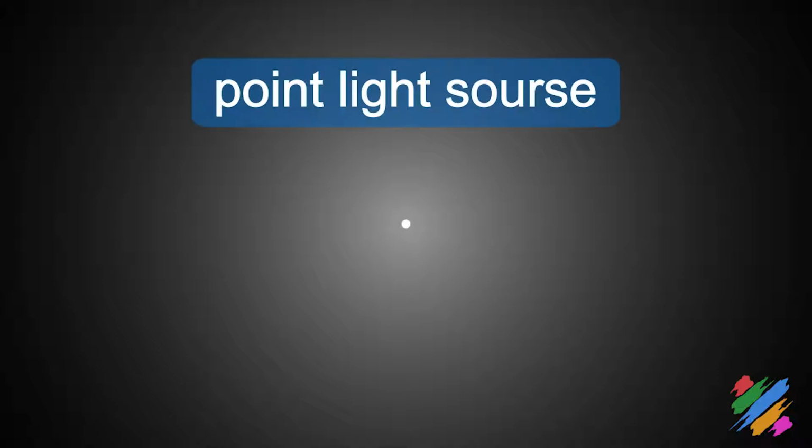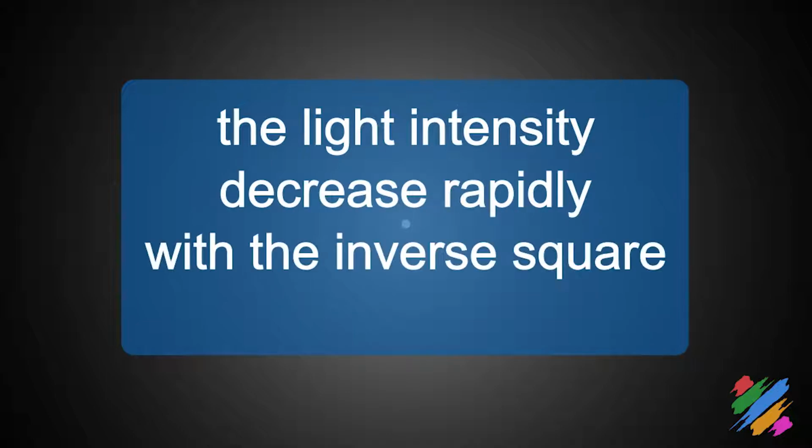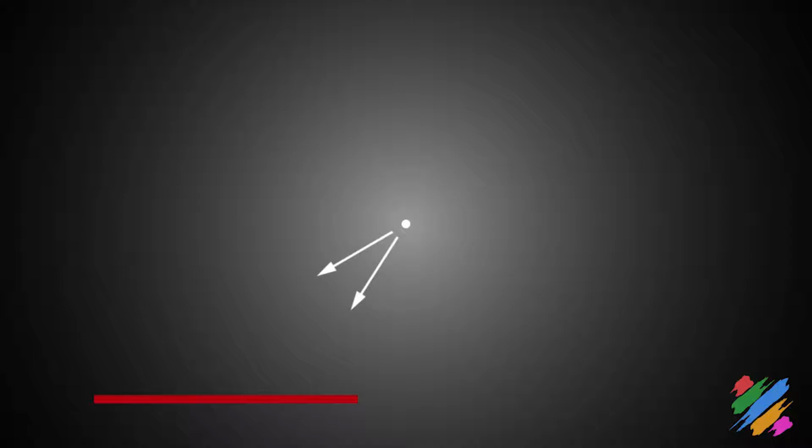From a theoretical point of view, a basic light source is a point capable of emitting light in any direction. From now on, we're going to call it a point light source. The light intensity decreases rapidly with the inverse square of the distance. This means that if we move our source a little bit farther, the light intensity is going to decrease much more. If we use a point light source to illuminate a specific area, most of the light is going to be wasted because it's going in all the other directions, and only one portion will reach the place that we want.